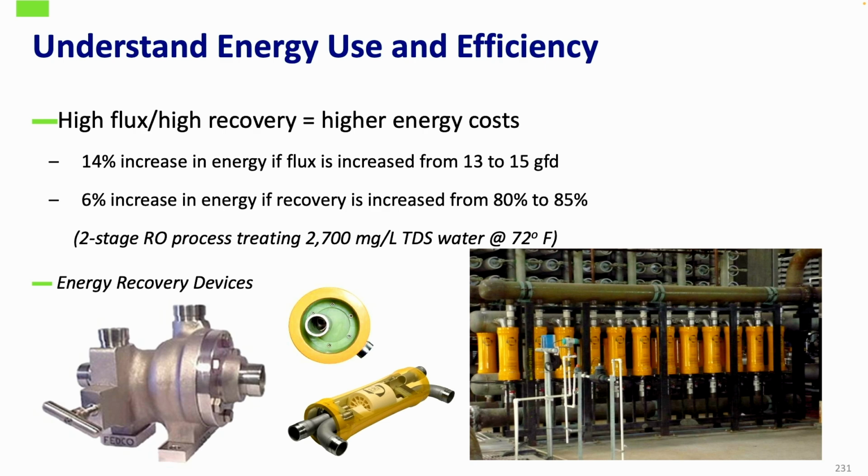They still use the Pelton wheel, which is very rare nowadays, but they do have that. They have pressure exchangers, and then they have these turbos that they typically use on the brackish water plants.